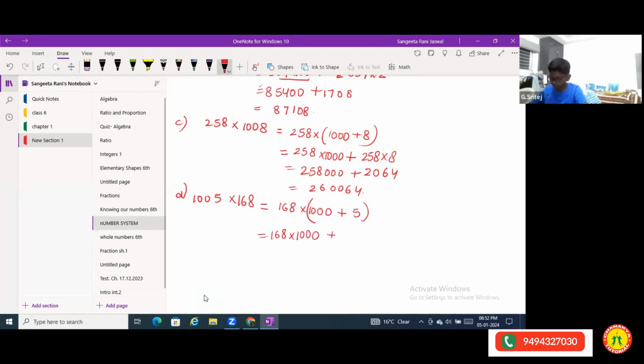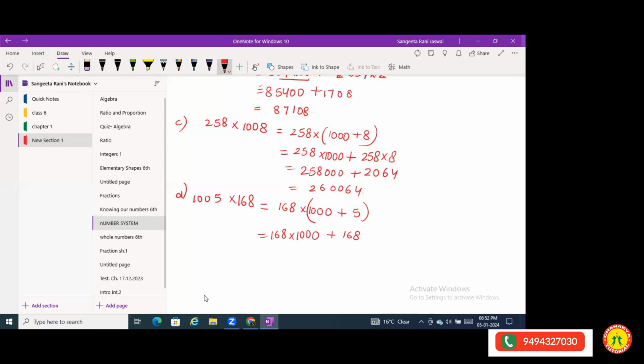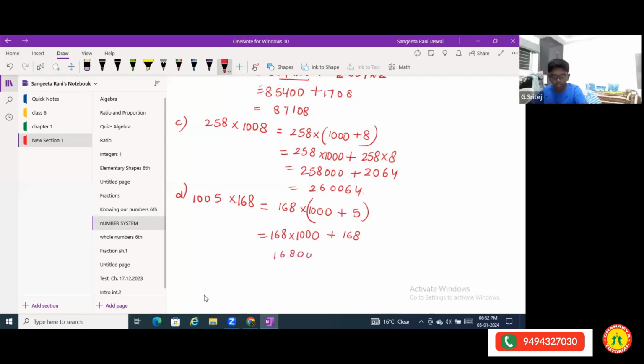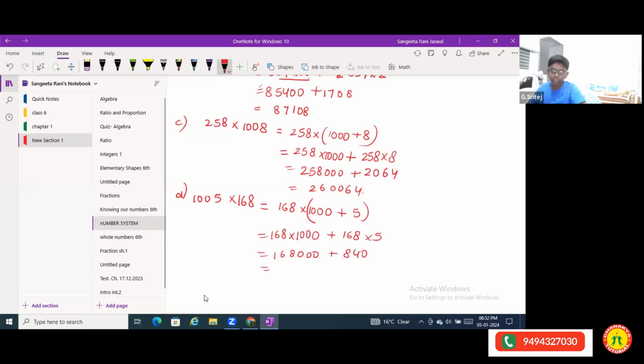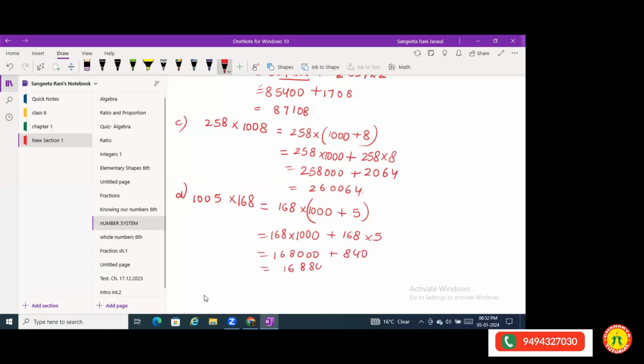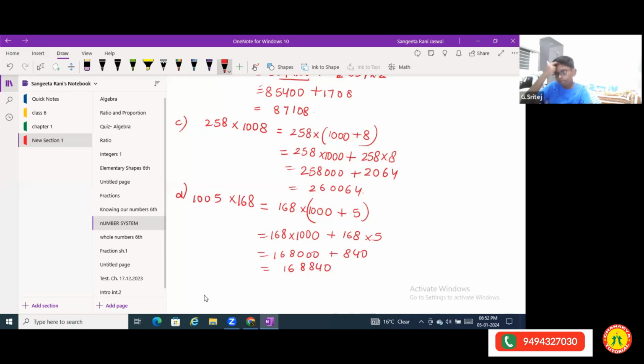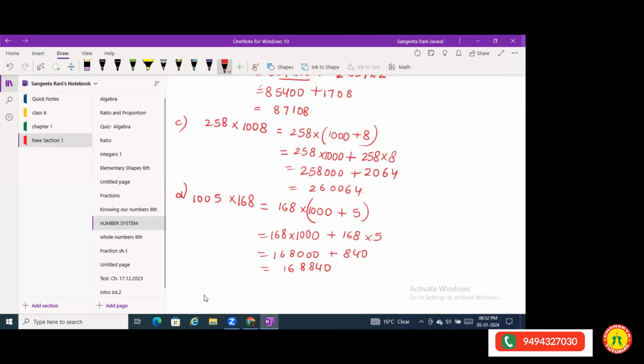Ma'am, then we will get 1,68,000 as the answer. And then we have to do 168 into 5, which is 840. When we add both answers, we get the final answer. But the way you should write is like this. Don't give me the full answer first. First write the complete statement, then find out this answer, then find out this answer, then add them and get the final answer. Okay, ma'am.